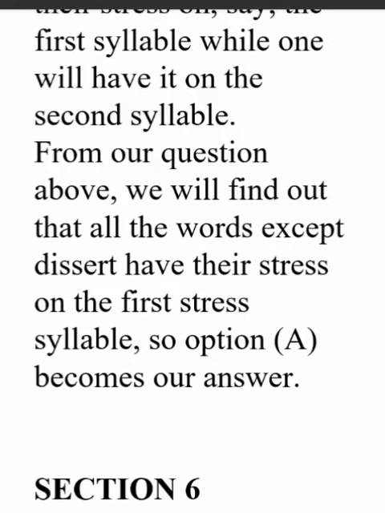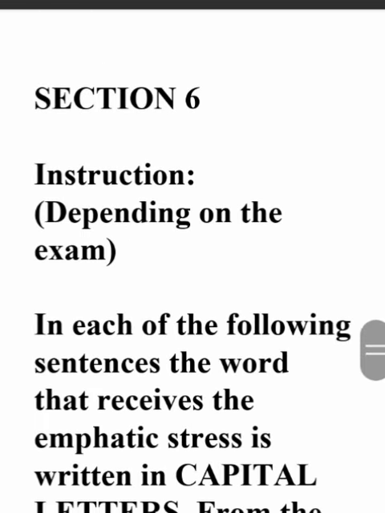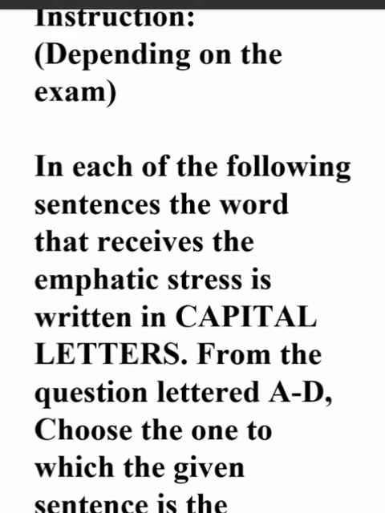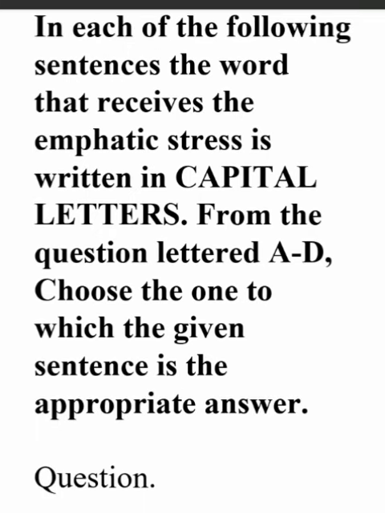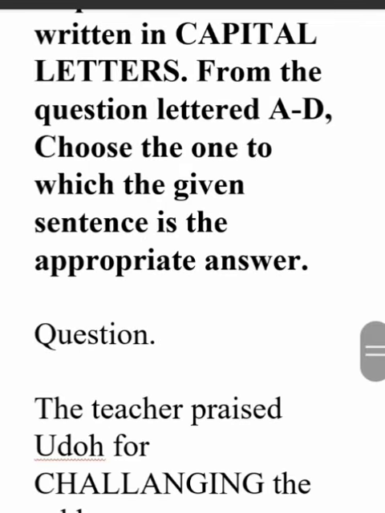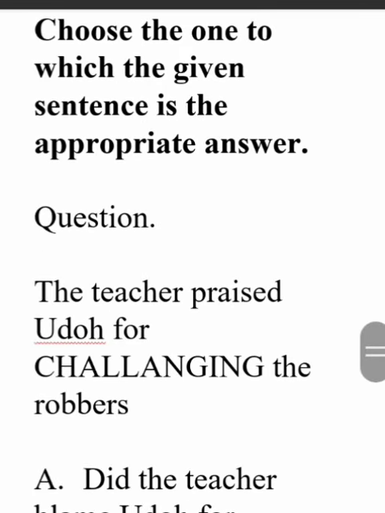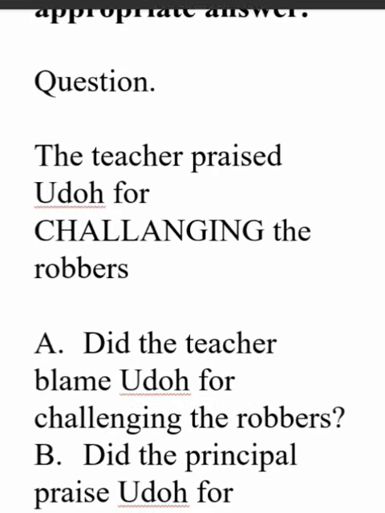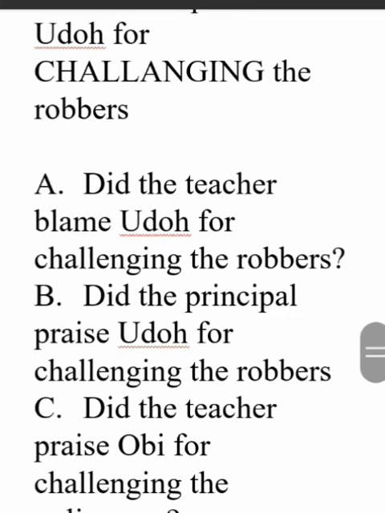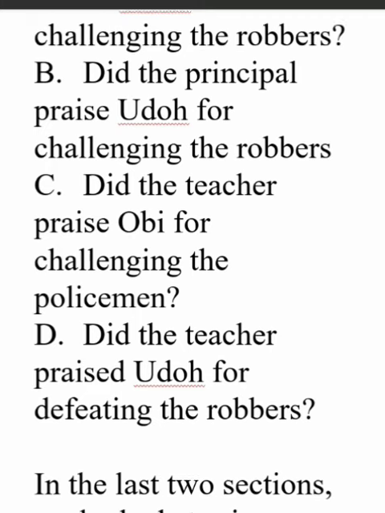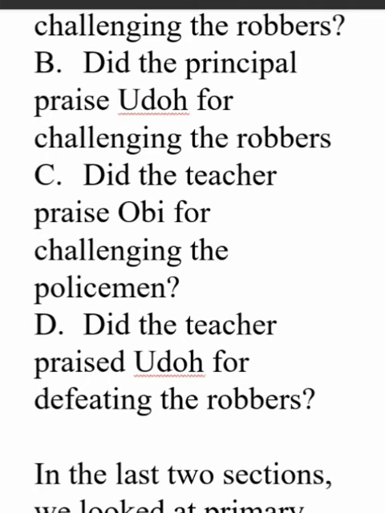Section 6. Instruction, depending on the exam. In each of the following sentences, the word that receives the emphatic stress is written in capital letters. From the questions lettered A to D, choose the one to which the given sentence is the appropriate answer. Question. The teacher praised Udo for challenging the robbers. A. Did the teacher blame Udo for challenging the robbers? B. Did the principal praise Udo for challenging the robbers? C. Did the teacher praise Obi for challenging the policeman? D. Did the teacher praise Udo for defeating the robbers?